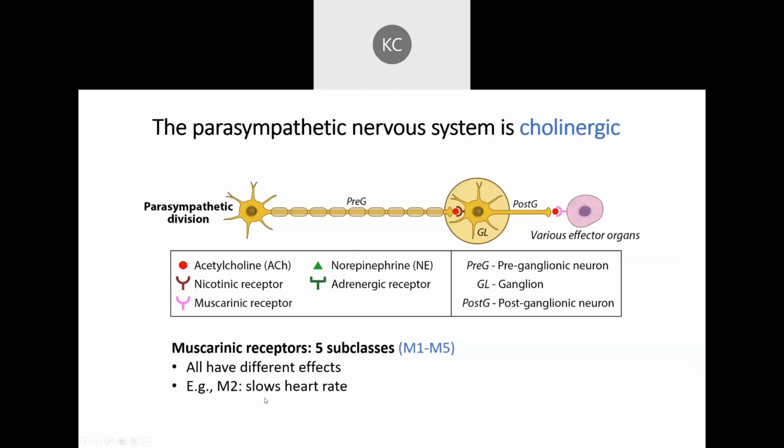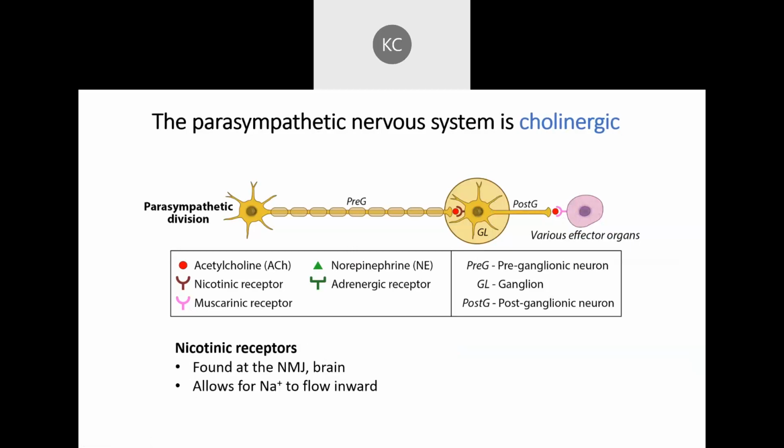So in this case, if you bind to the heart, it's going to slow heart rate, things like that, right? So you can find these on things like smooth muscle, cardiac muscle tissue, different glands as well. All right. So again, here you see your pink muscarinic. The postganglionic neuron of the parasympathetic is going to release acetylcholine, perhaps onto a muscarinic receptor at places like heart, smooth muscle, glands, things like that.